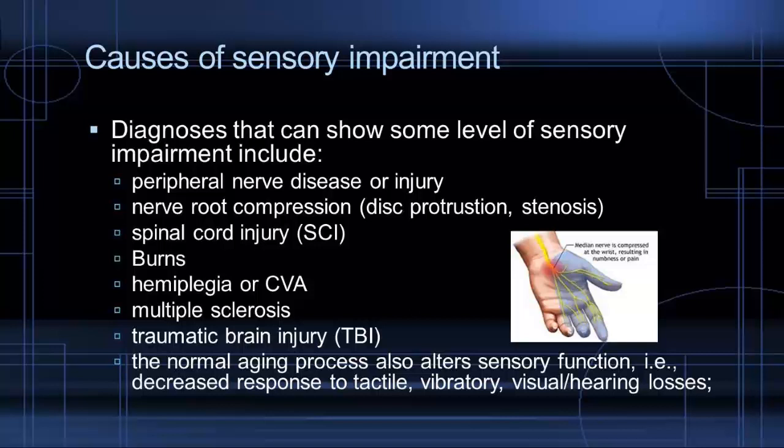Burns can cause altered sensation. With a CVA or any kind of hemiplegia, you're going to have different sensation on different sides of the body. Multiple sclerosis often has some sensory impairments, as does traumatic brain injury. Normal aging also alters sensory function. As we age, we are going to have a decreased response to tactile sensations, and visual and hearing losses. Sensory impairment comes up fairly often in a PT setting.